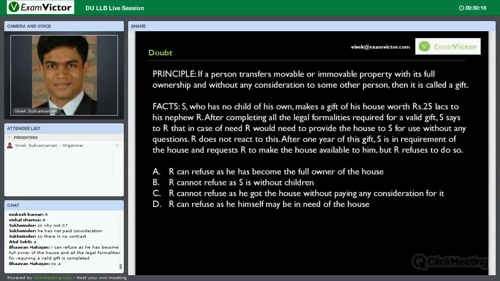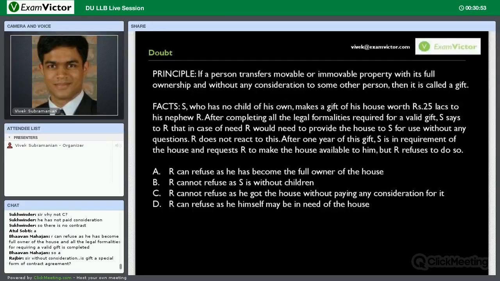And then let us move on to the principle which says that a gift is something which a person transfers with full ownership rights. Here the property has been gifted to R, which means the property has been transferred to him with its full ownership rights, and full ownership rights means right to possess, and right to alienate also, right to transfer it subsequently, etc., right to enjoy.